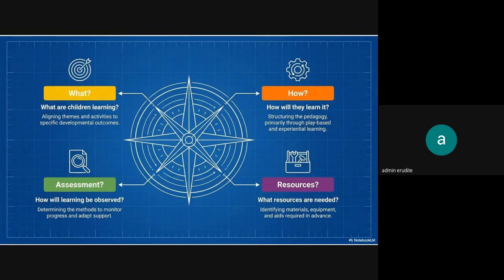And then lastly, we are looking at resources. What resources will be needed? Identify your materials beforehand. Remember, a weekly planner needs to be organized, it needs to have a purpose, and it needs to teach the whole child. So it does not just need education. You need to teach the whole child.